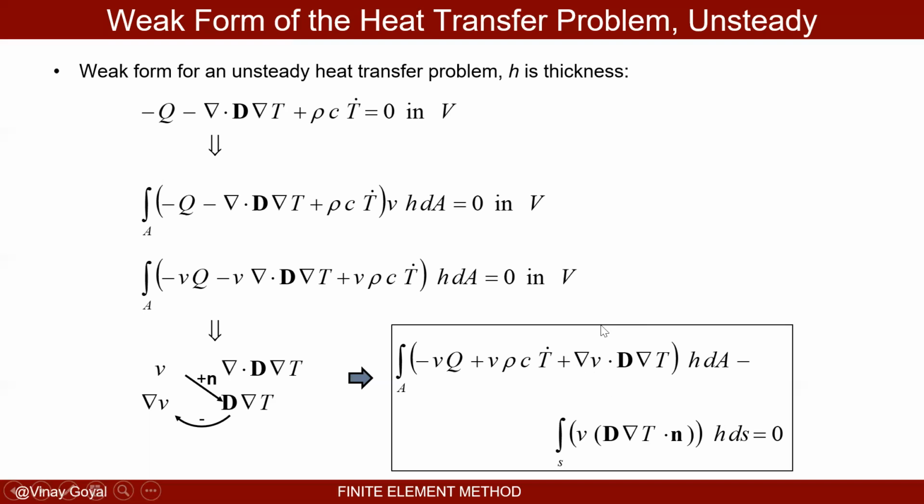And notice how we have weakened the continuity requirements, because there's only one derivative on V and one derivative on T. Previously I had two derivatives on T. So I have gotten there. That's a weak form of the problem.